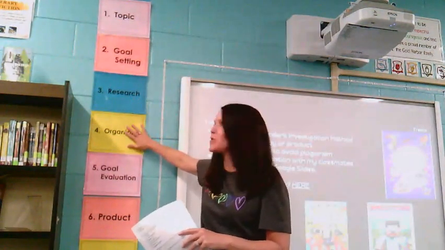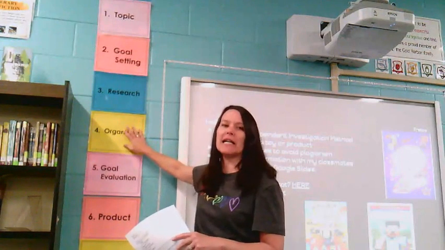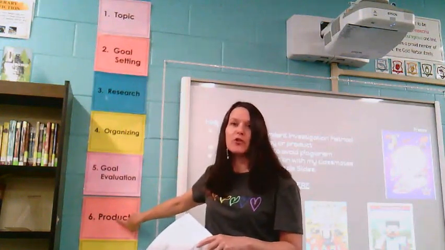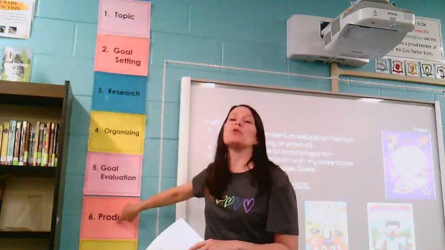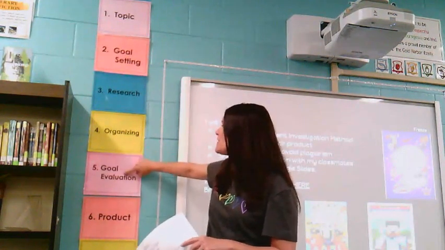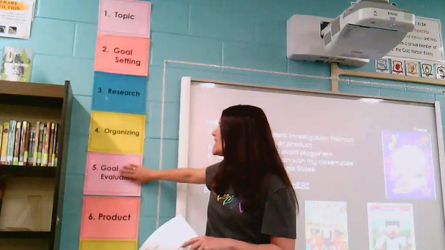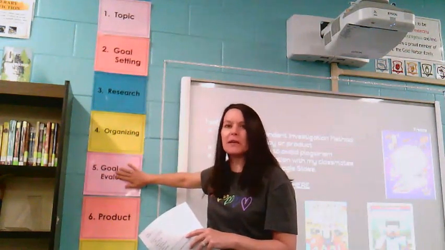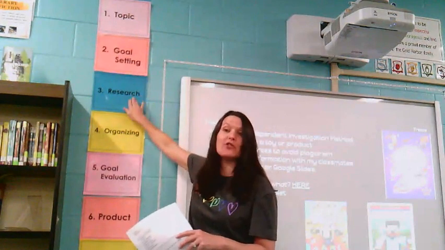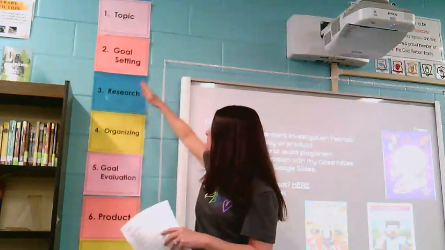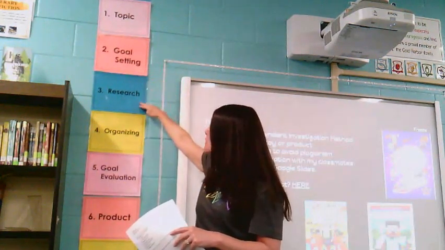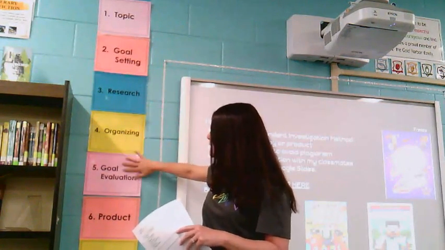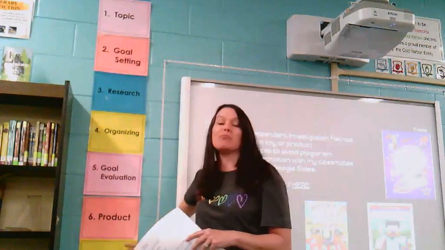You organize your information. When you get ready to create a product, which will be a Google Slides presentation, 3 to 5 slides on your product or company, sometimes you realize, I don't have enough information. I didn't answer all the goal questions I set out with. Sometimes you need to go back up and do more research. So sometimes it's an up and down model. Topic, come up with some goal questions, what we want to research. You start researching, organize and evaluate your research, create a product, and then we're going to present. So that's part 1 of today.